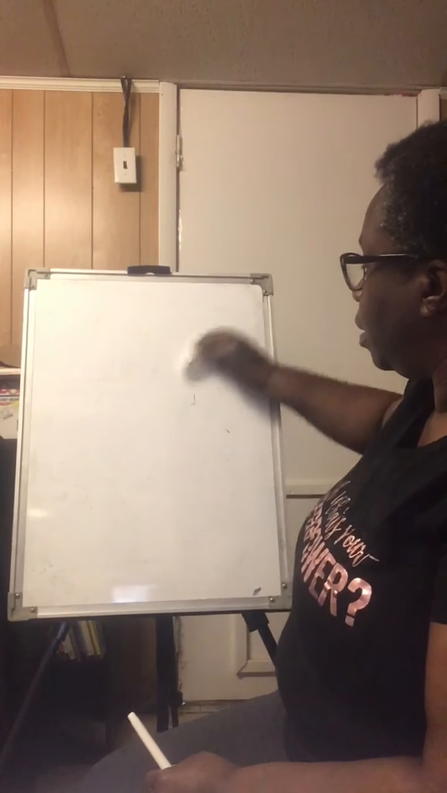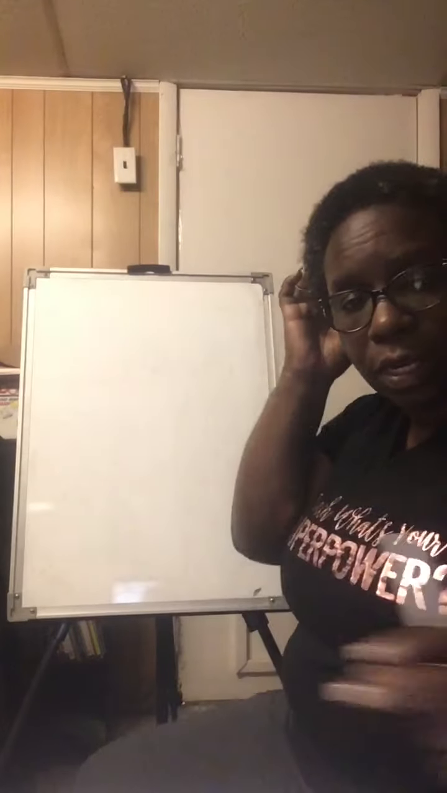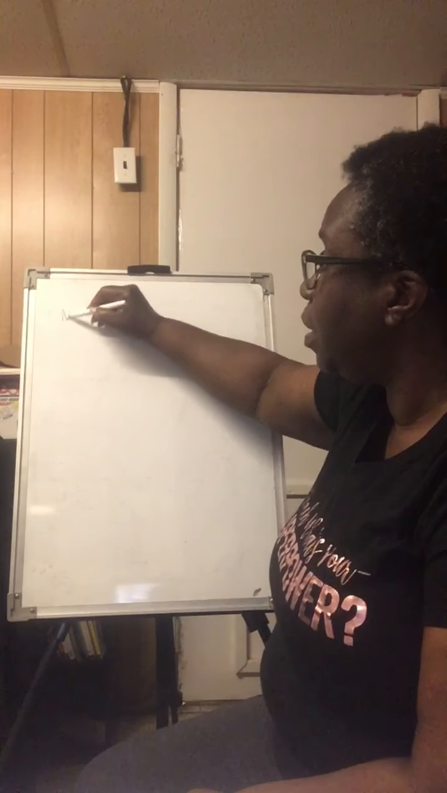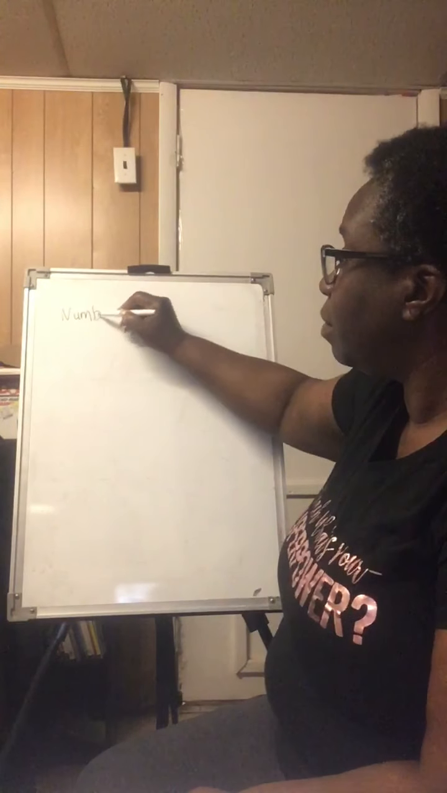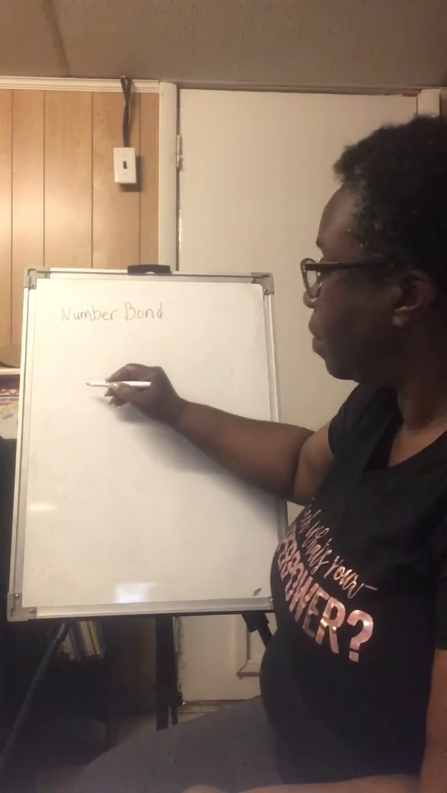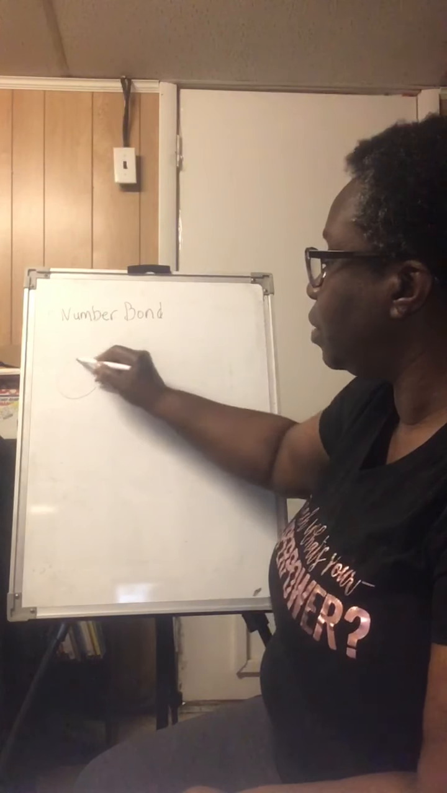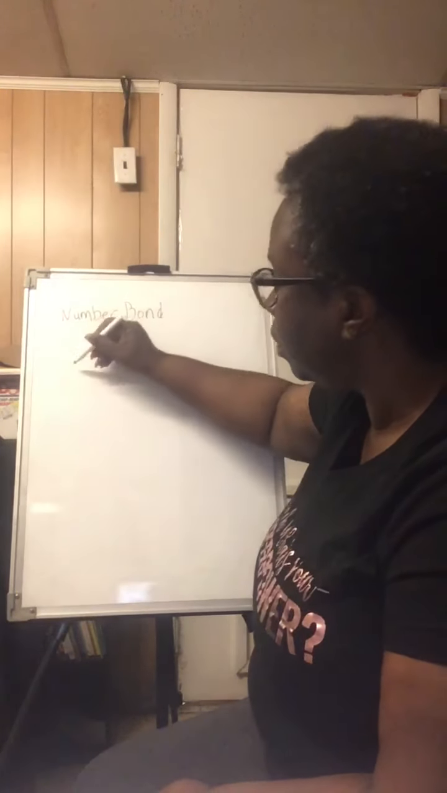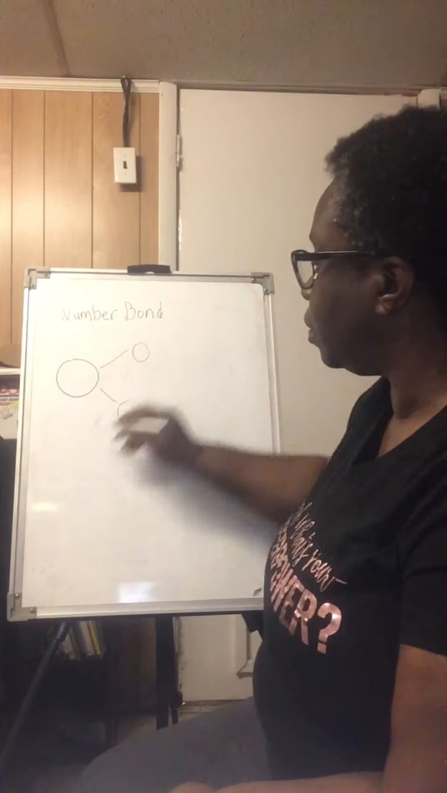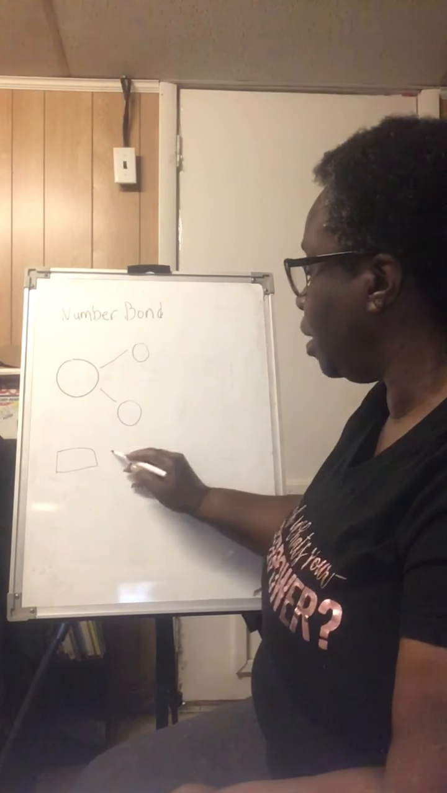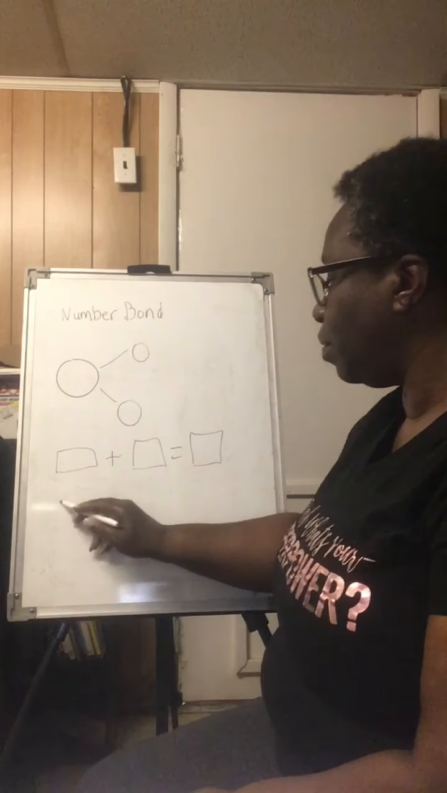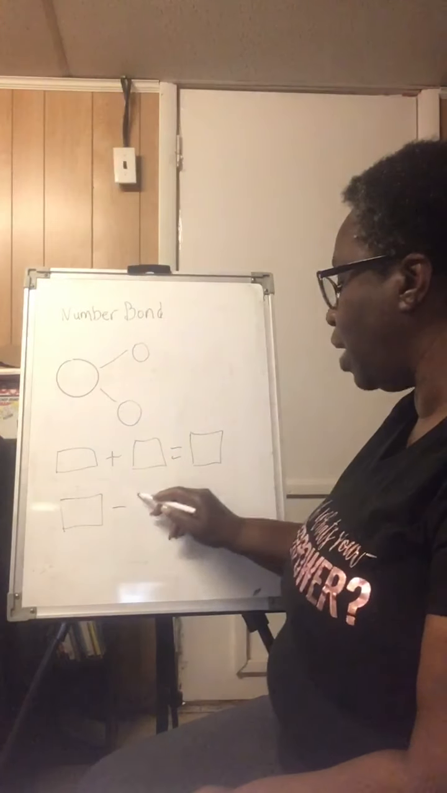Don't forget, I'm not using the same number, so your numbers are going to be different from the numbers I use. So this is number bond. This time we're using a circle number bond, the big circle and the little circles. Then we have blank plus blank equals whatever. Then this is going to be subtraction.